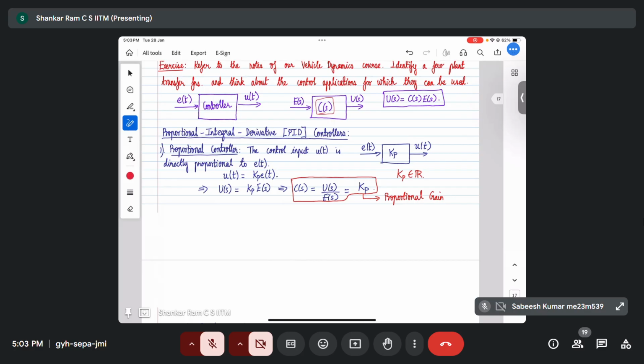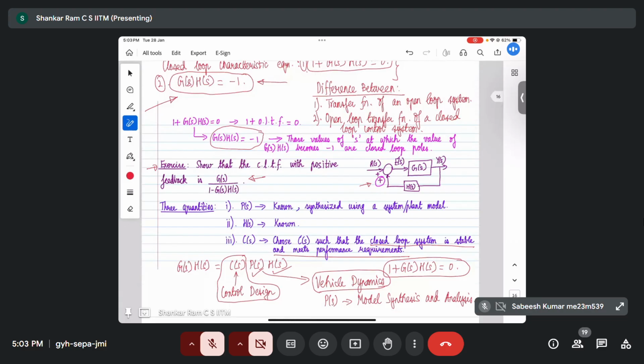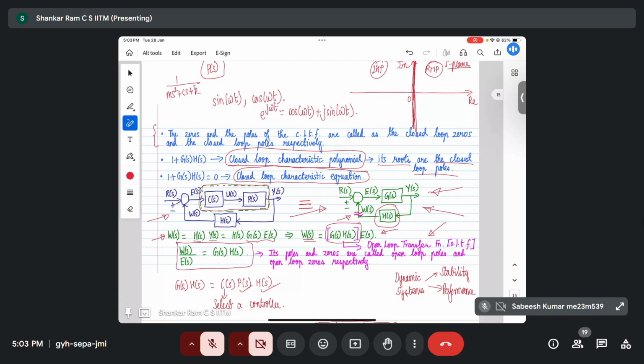If you look at the PID controller, the first block is P, which is the proportional controller. What happens is that the control input is directly proportional to the error E. So if you recollect, the controller is this block, which essentially takes in the error signal and gives us the control input. So we should keep that in mind.